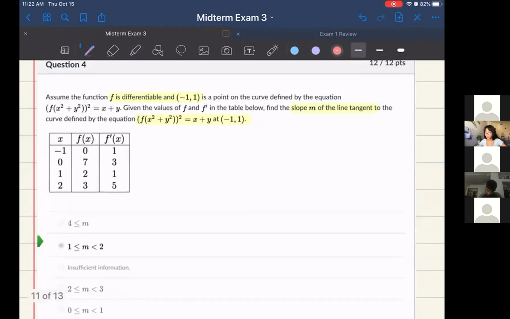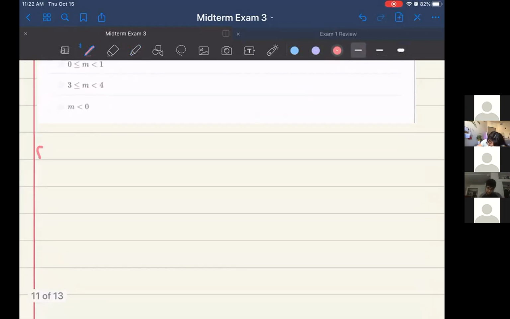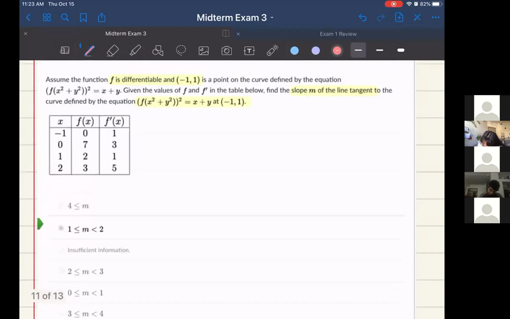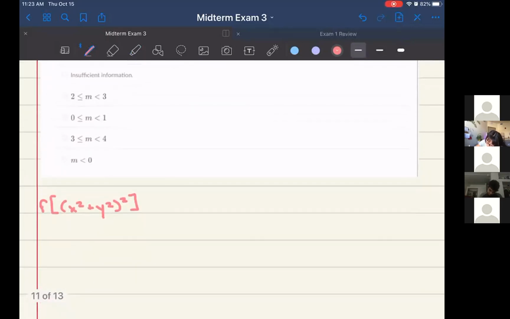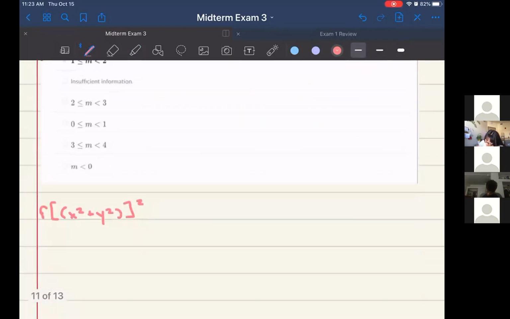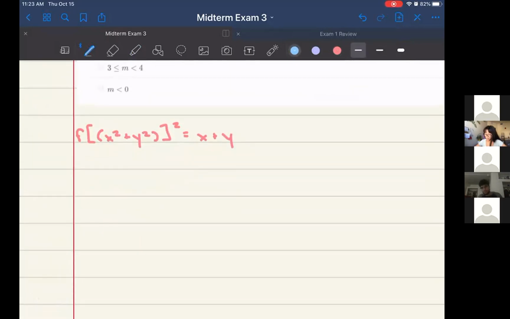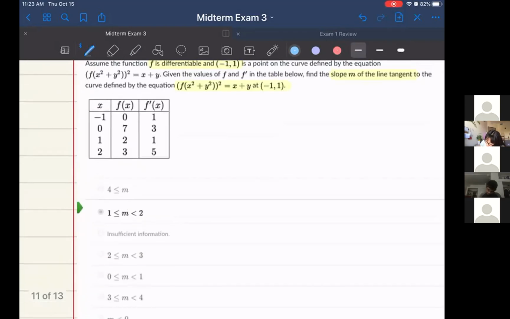So with this, you just have to implicitly differentiate. So we have (x squared plus y squared) squared. Is that one squared? Nope, the whole thing is squared. Is equal to x plus y. Then we're going to find the derivative of both sides. Implicitly differentiate. So there's a lot of chain rule going on the left. So we've got 2 times (x squared plus y squared). No, hold on. Oh my gosh, this is insane.